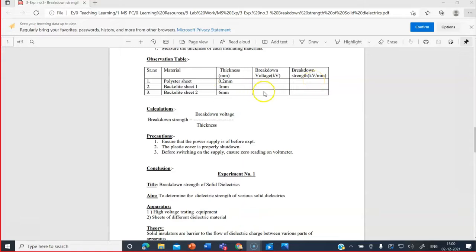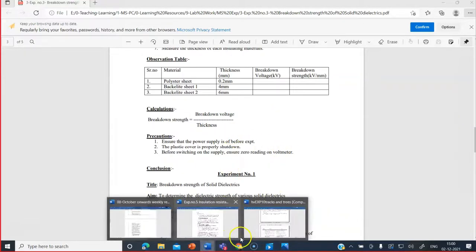Because you may get 100 kilovolt if the material is thick. It doesn't mean that material will be good. So compare breakdown strength. That is a very important point to note. After calculating, you find out breakdown strength and then write down your conclusion, which material was good and which material is weak. Always compare breakdown strength. So that was the experiment of solid material testing.